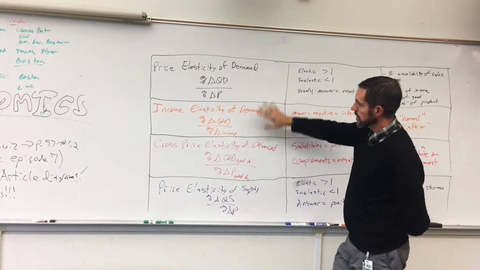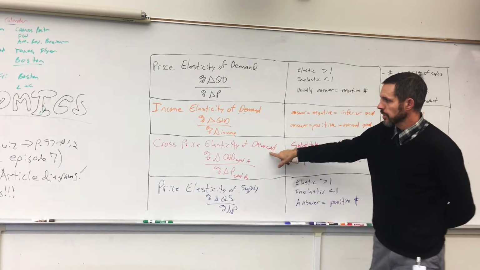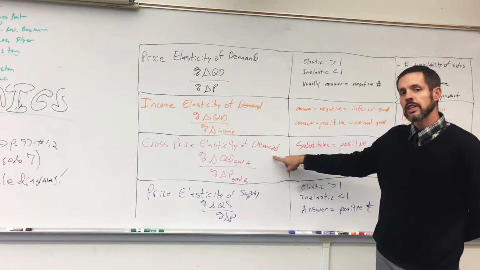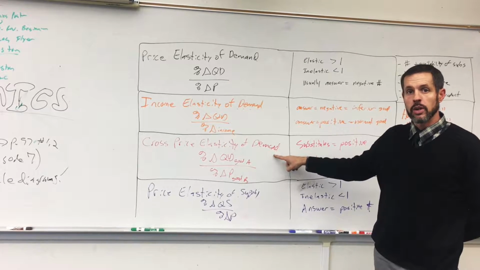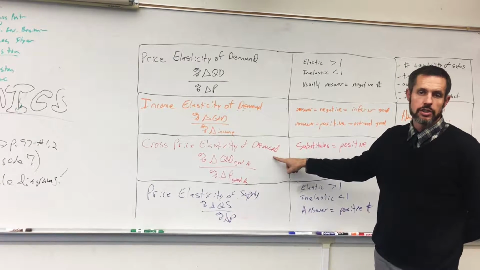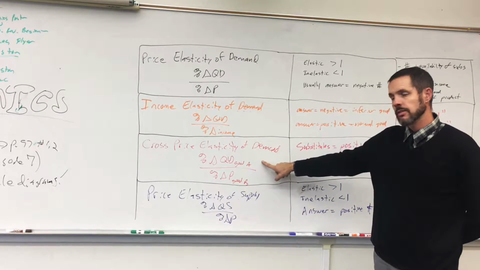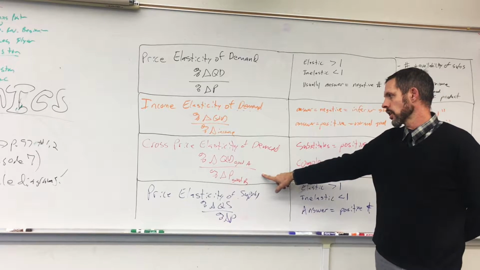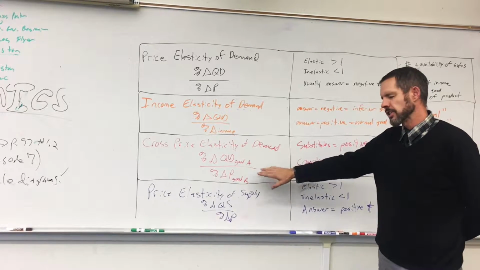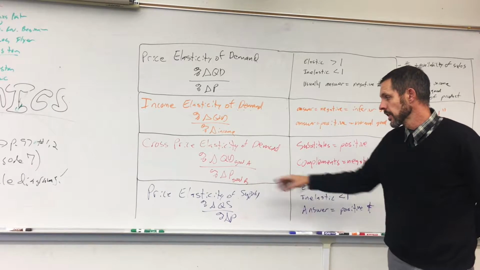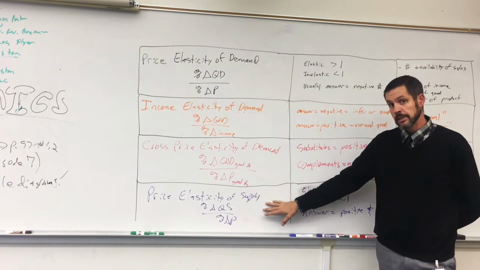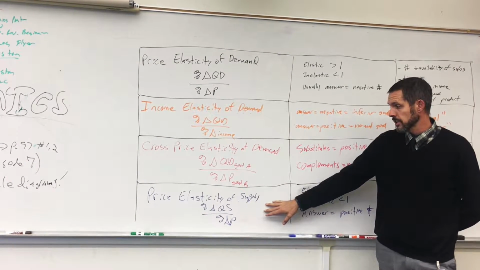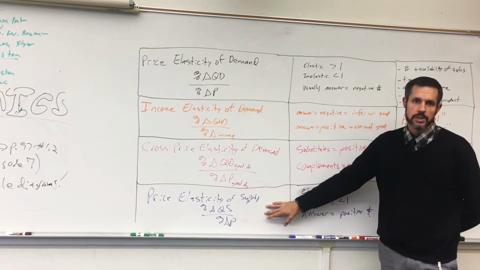We're going to go over what each of these mean in just a second. Cross price elasticity of demand is looking at the percent change in quantity demanded of one good when the price of another good changes. So percent change quantity demanded of good A over percent change price of good B. And then lastly, we go back to supply. Price elasticity of supply, percent change quantity supplied over percent change price.